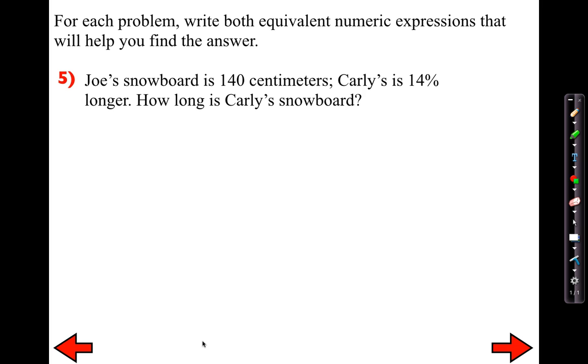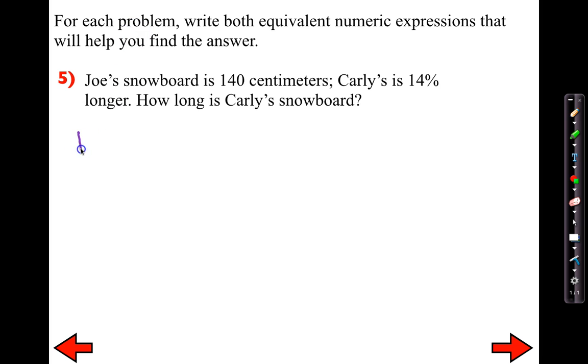Okay, guess what? It is now your turn. What I'd like you to do is go ahead and pause the video and try number 5 by yourself. Okay, so let's check how well we did. For Joe's snowboard, it was 140 centimeters. Carly's is 14% longer. How long is Carly's snowboard?